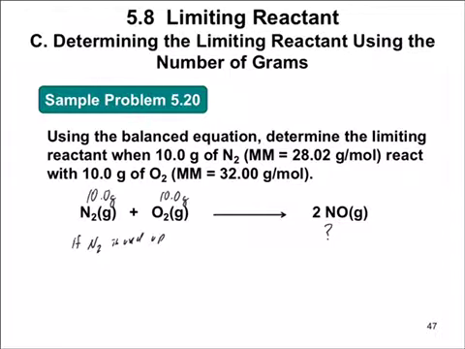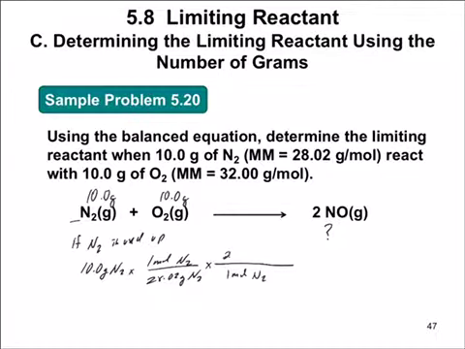Okay? And the way I do that is I just take my 10 grams of nitrogen times 1 mole of nitrogen is 28.02 grams of nitrogen times my mole ratio. For every 1 mole of N2 that goes on the bottom, because I need to cancel it out, I make 2 moles of NO.